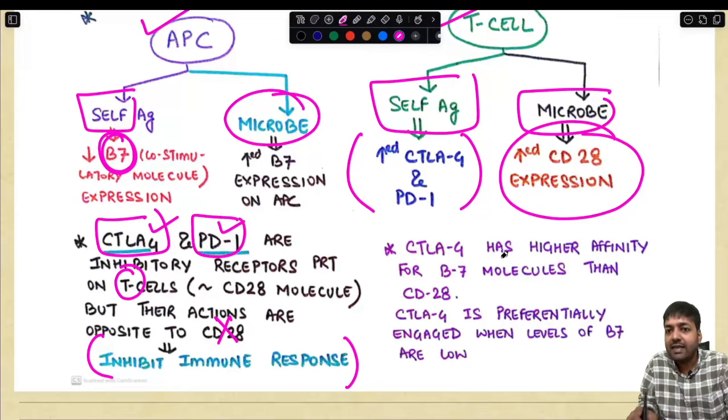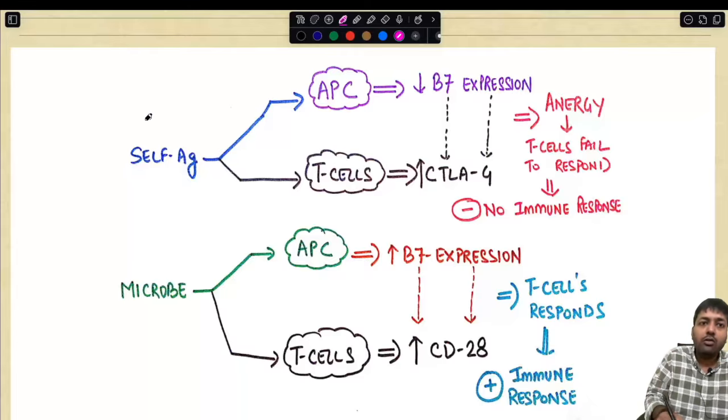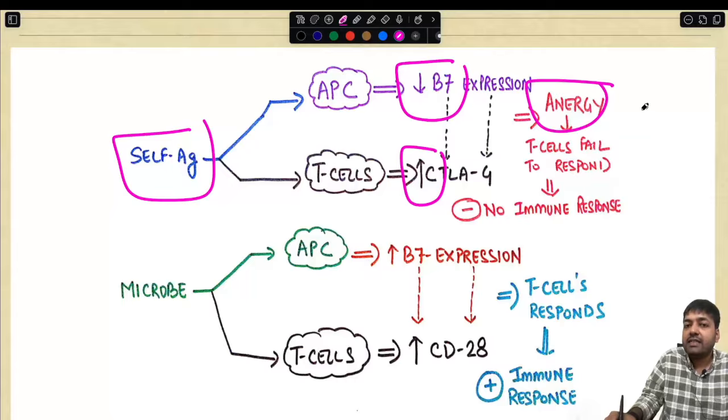Remember one more thing: CTLA4 has a higher affinity for B7 molecules as compared to CD28. CTLA4 is preferentially engaged when levels of B7 are low. To summarize, whenever a self antigen is presented on the surface of the APC, the level of B7 ligand reduces and the level of CTLA4 on the T cell increases. This leads to anergy, that is, no T cell activation. So T cells fail to respond, and there is no immune response.